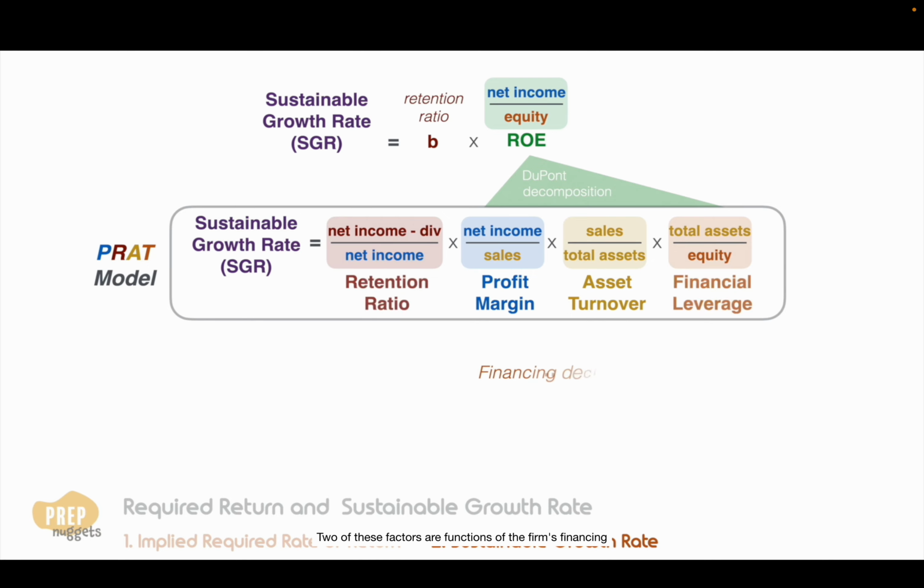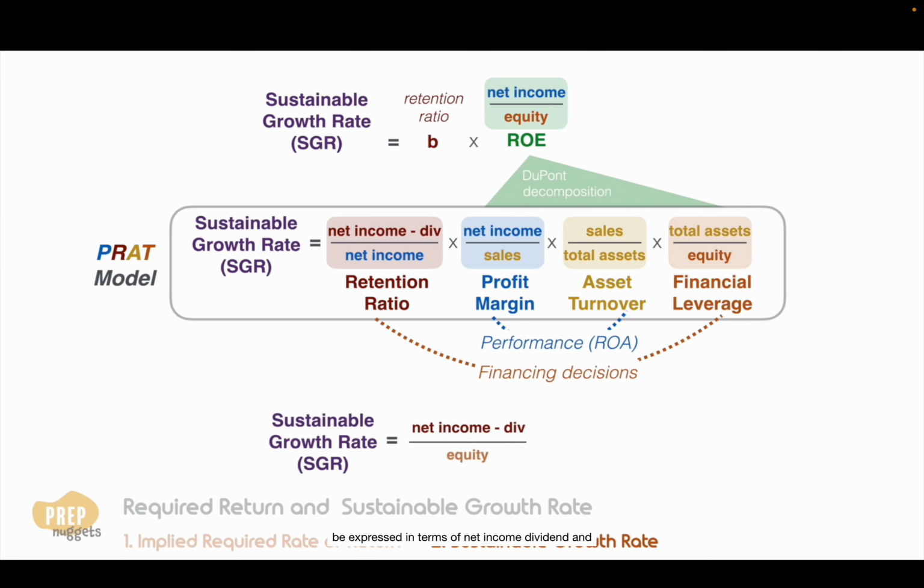2 of these factors are functions of the firm's financing decisions, and the other 2 are functions of performance. The product of the 2 factors is actually the return on assets of the firm. Now, if you noticed, the intermediate terms all cancel out, so the sustainable growth rate can also be expressed in terms of net income, dividend, and owner's equity.